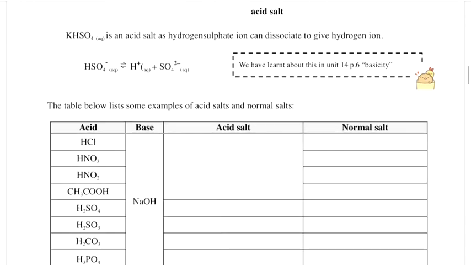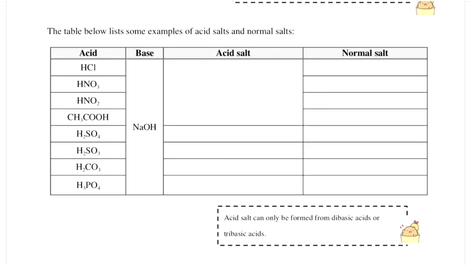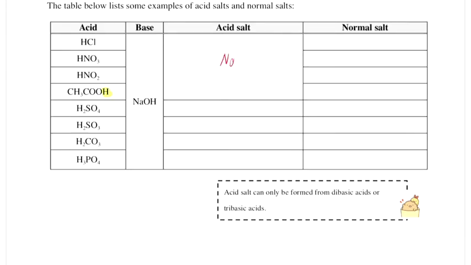Okay, so take a look at the common acids that we have learned before. The first 4 examples are monobasic acids. So remember, for ethanoic acid, only the last hydrogen is ionizable. So it's monobasic. For monobasic acid, we would not be able to form any acid salt. And let's work out the product from each of the reactions.